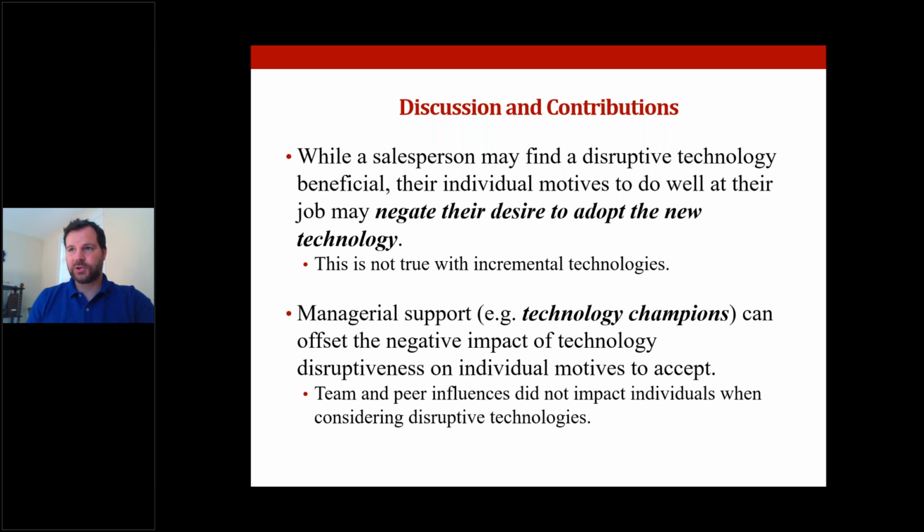And there's a line of literature on what's called technology champions. These are people who really can communicate the benefit of a new technology to the firm and to the individuals within a firm. But interestingly, team and peer influences did not impact individuals when considering disruptive technologies. So it's not so much to say the team can lead it, or that someone is looking for an overall vote of confidence. What they're looking for is that there's one or two people who can really explain the benefits of a technology, and that has been shown to be beneficial. So if you think of training sessions, it's usually led by just a smaller group of potentially technology champions.